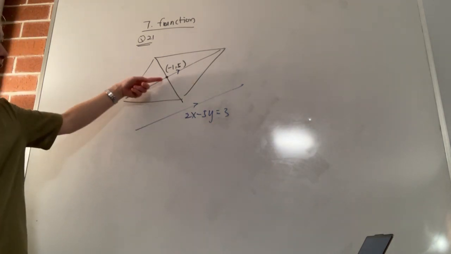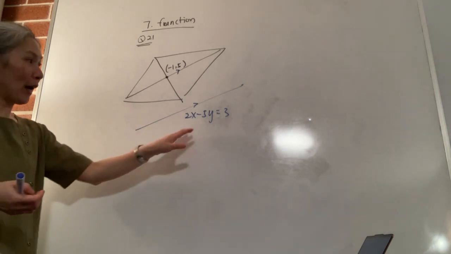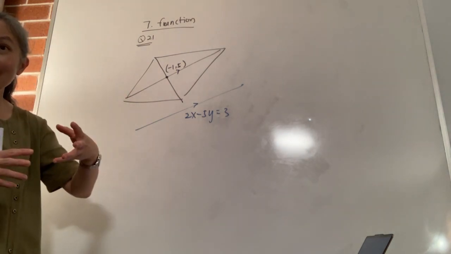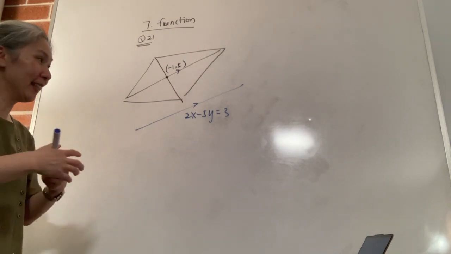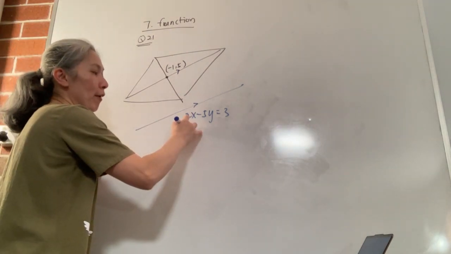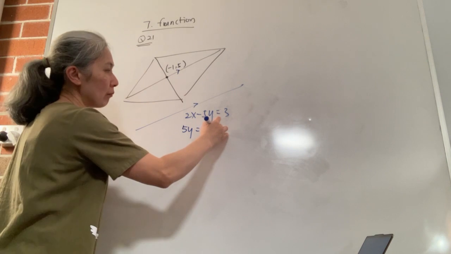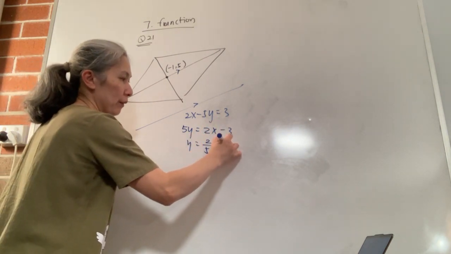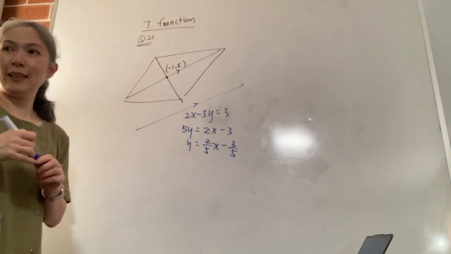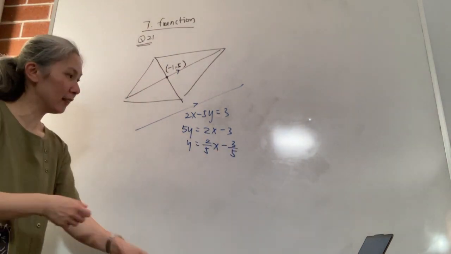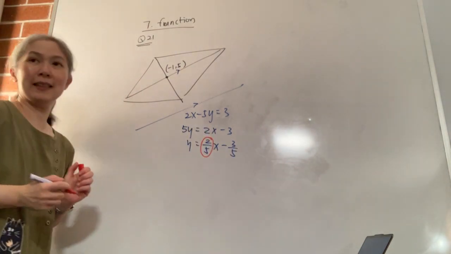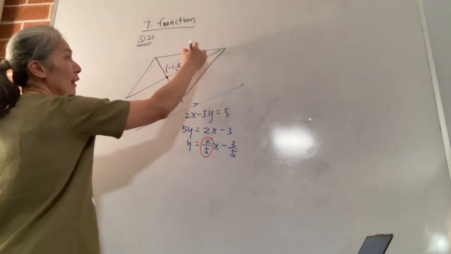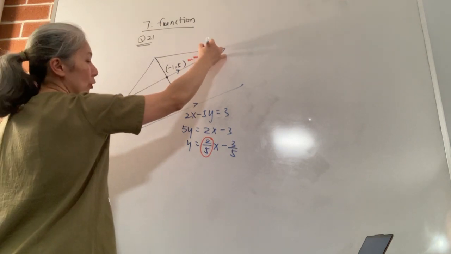Parallel? Gradient. Gradient, good. So how do you find the gradient for this term? Rearrange the equation, make y the subject, is that right? So let's make y the subject. You have 5y, so y equals... yes, I do have the gradient. That means the gradient for this line is going to equal 2/5.